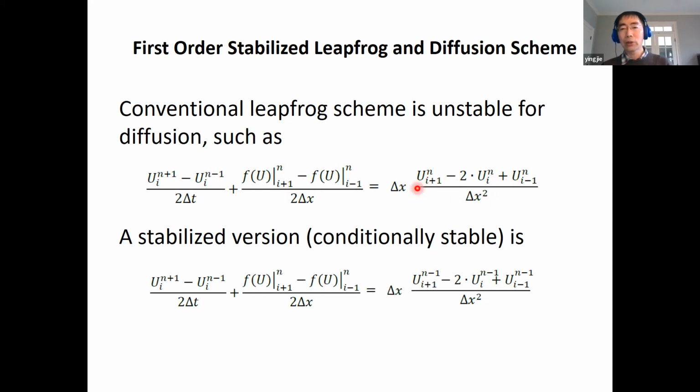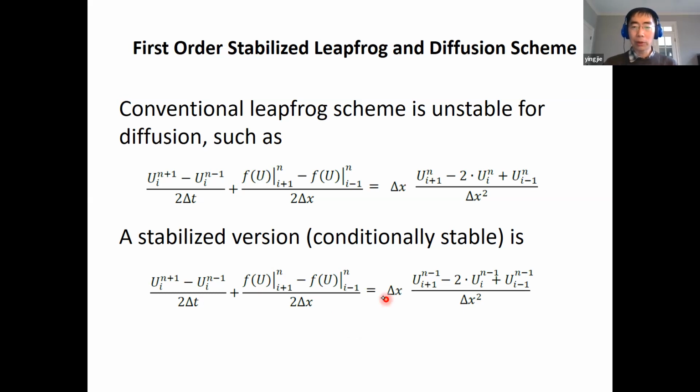However, it's unstable because of the diffusion term. This is very well known. Actually, I couldn't find the reference for this, but I learned it when I was a graduate student. It's a well-known unstable scheme, but it's easy to stabilize as long as you change the diffusion term from a discretization at time level n to time level n-1, then it's conditionally stable. All right, so it's a very simple scheme. We don't have to spend too much time on this one, but it's very easy to use.